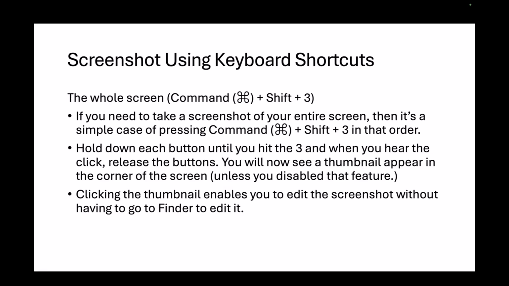Using keyboard shortcuts. If you want to take a screenshot of the whole entire screen, you'll be using Command plus Shift plus 3 in that order. And you hold down each button until you hit the 3, and when you hear the click, release the buttons. You will now see a thumbnail appear in the corner of the screen, unless you've disabled that feature. Clicking the thumbnail enables you to edit the screenshot without having to go to Finder to edit it.